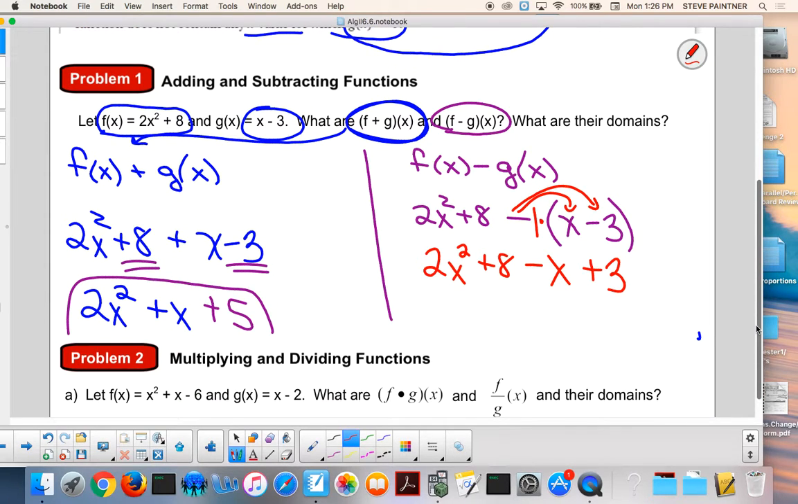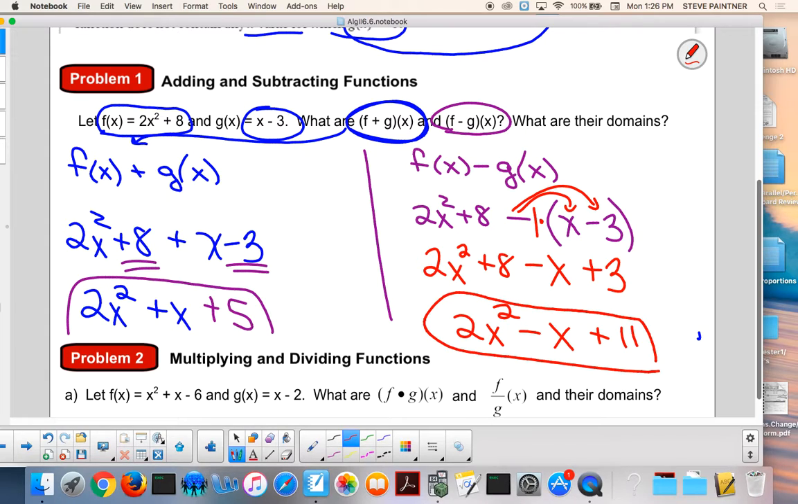Okay, final answer, 2x squared, take away x, plus 11 is right. Good? And good. Okay. Add, subtract. Which one's harder? I think subtraction is harder because you got to remember to run the negative through.